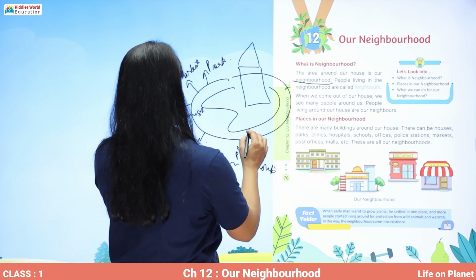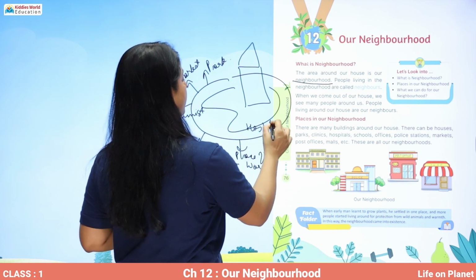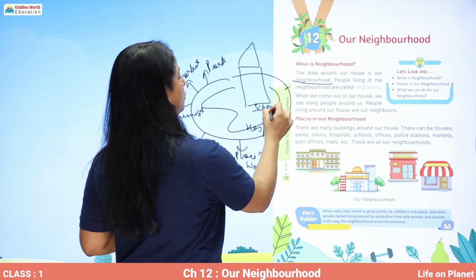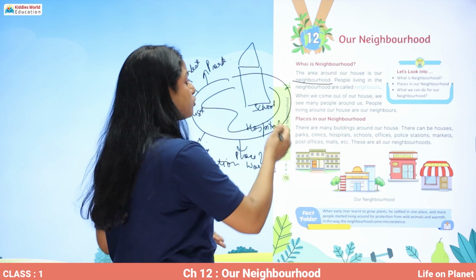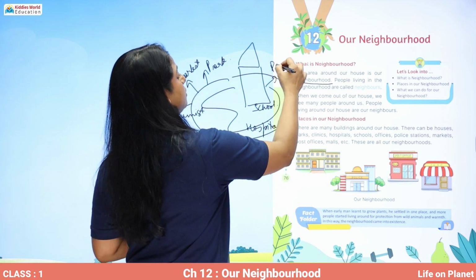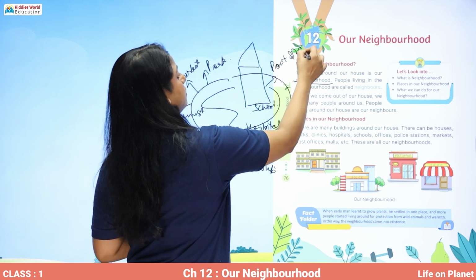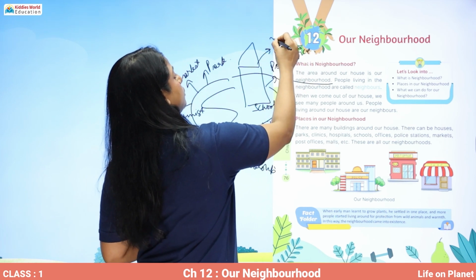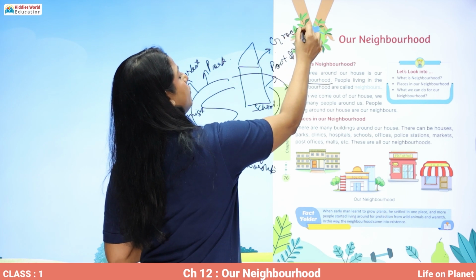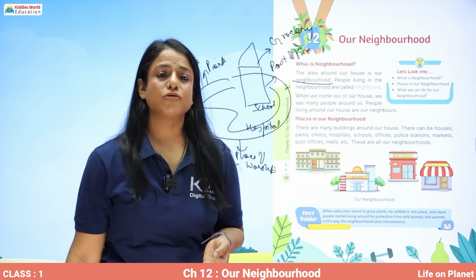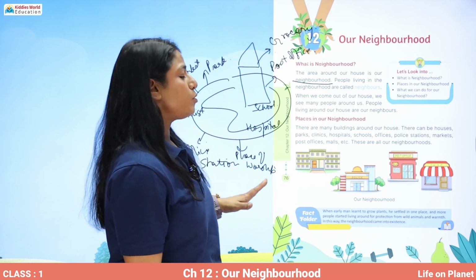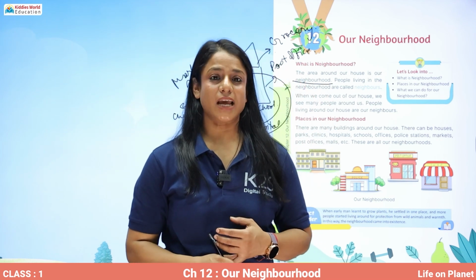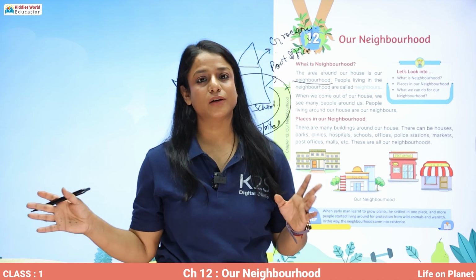Then there can be a hospital in your neighborhood. There can be a school in your neighborhood. Then there can be a post office in your neighborhood. Correct? There can be a grocery shop in your neighborhood where you will get daily household items. So there can be so many things around your house, and this area around your house is called neighborhood.